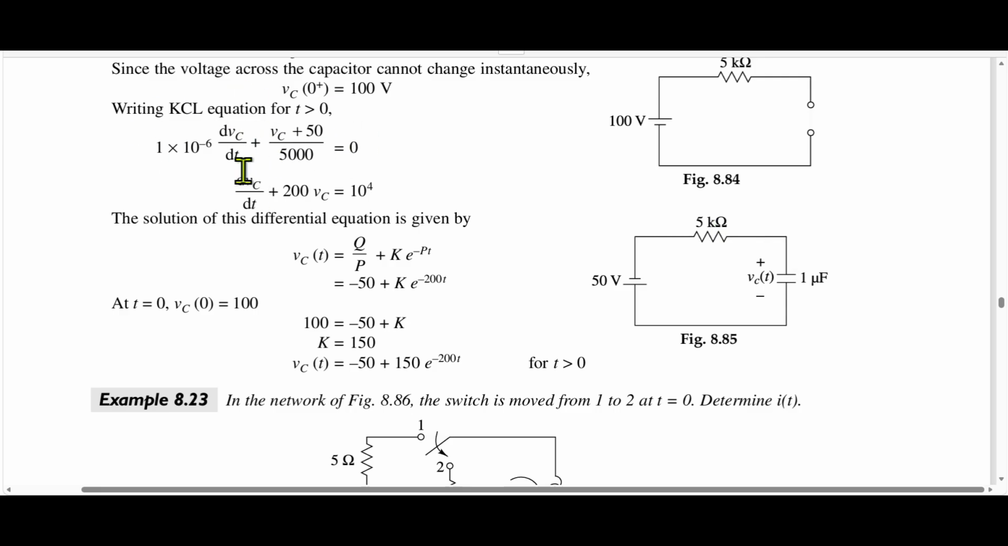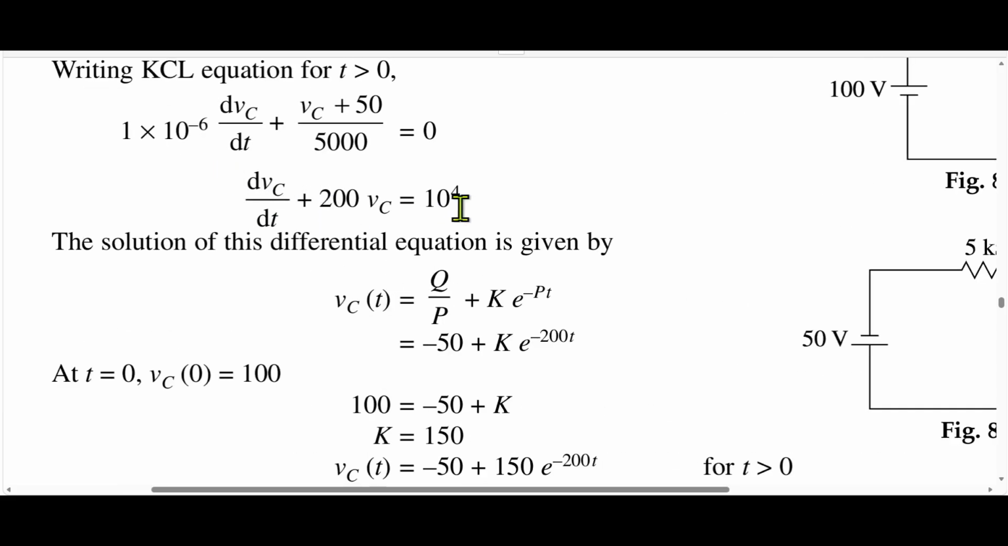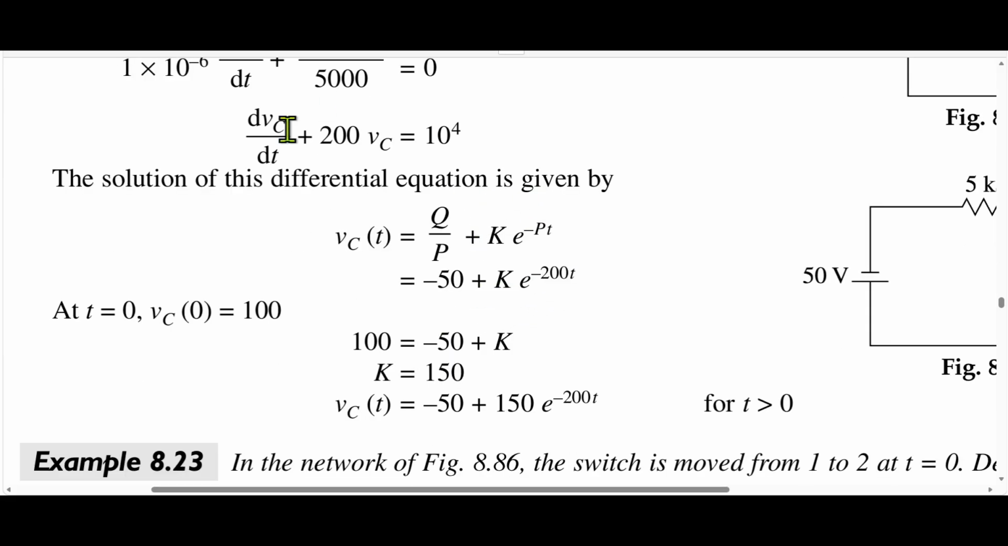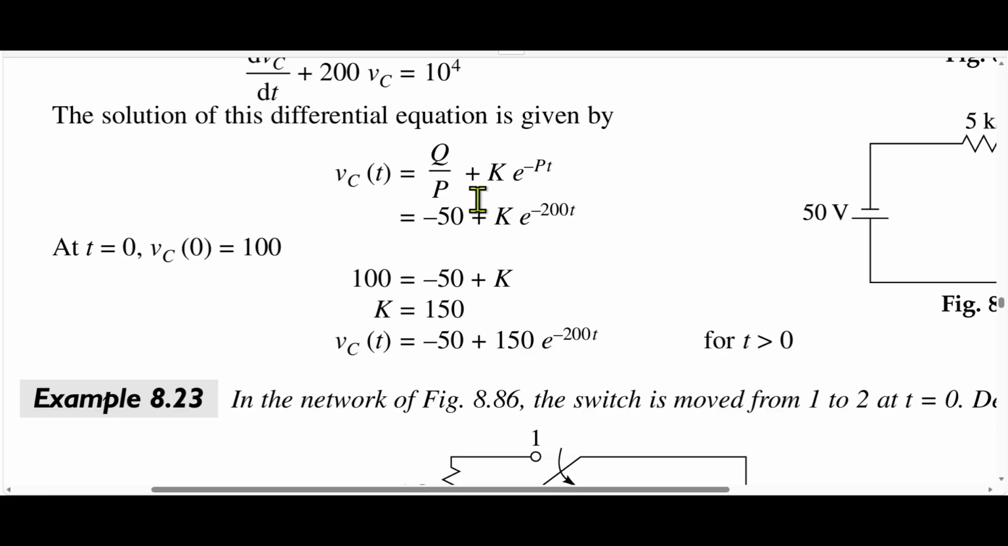Now if we simplify this, we have the equation in this format: dVc/dt plus 200 Vc equals 10 to the power 4, which is in the format we have discussed in the earlier numerical, right? If we solve this, the solution will be q by p plus k into e to the power minus pt. By putting the values of q and p, we get q by p as minus 50, and plus k into e to the power minus 200t, right?